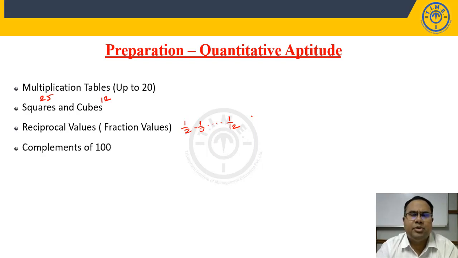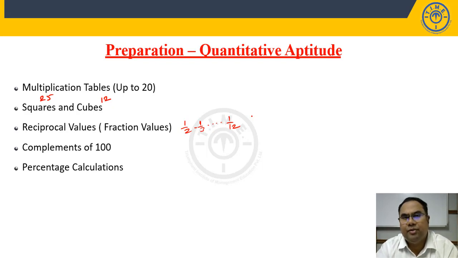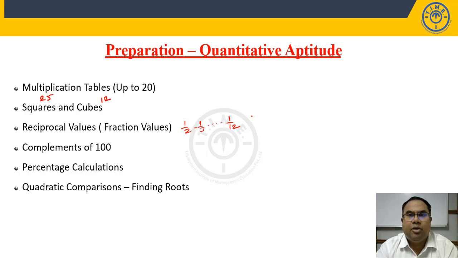Complements of 100, how much we need to reach the nearest 100. Percentage calculations: 20%, 10%, 5%, 2.5%, and how will you calculate 47.5%, 52%. You should be good at all these percentage calculations. Finding quadratic comparison, roots of quadratic equation. In this paper also we have 5 such questions. While discussing those questions we will see the best approach to do this.